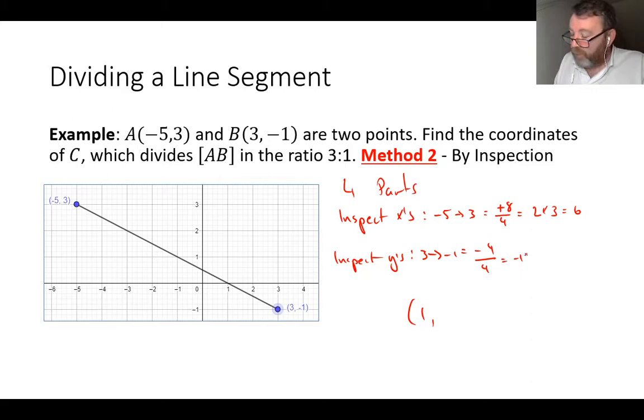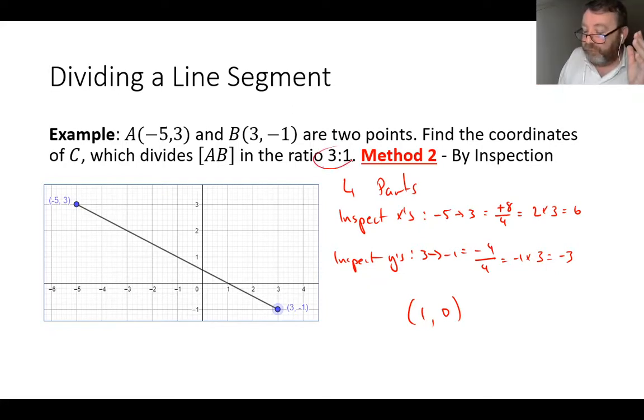Then I want to go -1, and I want to multiply that by 3, because again I want to find out where the first 3 units are, which gives me -3. So starting at 3, I want to go down by 3, which brings me to 0. It's exactly the same point as before, a little bit less work, okay, but again by inspection. So listen to it again.